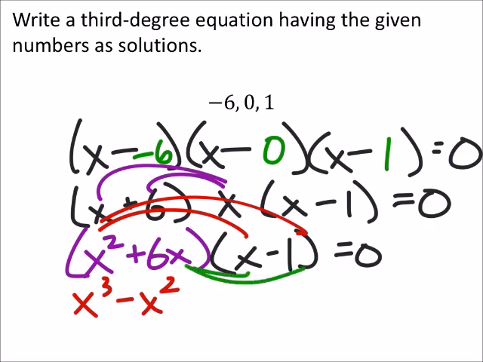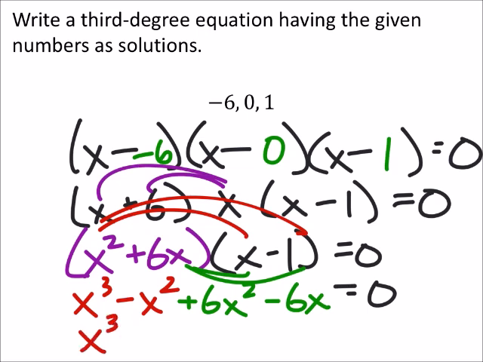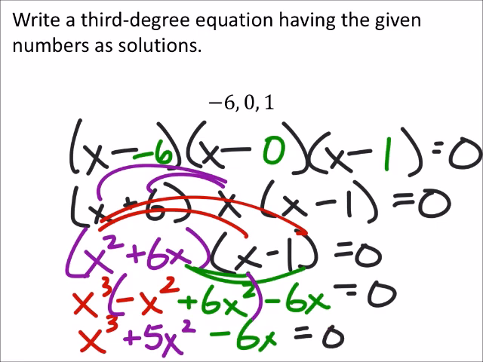And then distributing my 6x, so plus 6x squared minus 6x is 0. And then I'm just looking to combine like terms. So x cubed, I've got this negative x squared plus 6x squared, that's a positive 5x squared, and then minus 6x, this all equals 0, and that's as far as we can go on this thing.